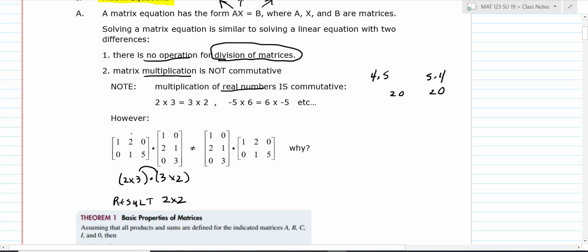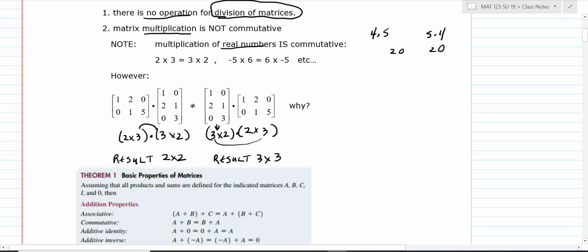Now, if you did it backwards, look what would happen. Okay, what I'm doing is I'm just doing this backwards. So notice this again is 3 rows by 2 columns. This now is 2 rows by 3 columns. Well, you can multiply that because the inner terms are the same, but the result would be different, okay, because that would be a 3 by 3 matrix. So just by looking at that, you can tell that the answer to the matrix multiplications, if you do it backwards, is not necessarily going to be the same. It could be. It just depends on the situation, okay?